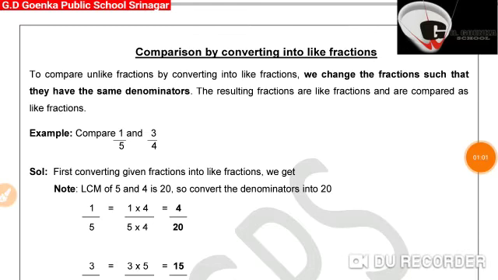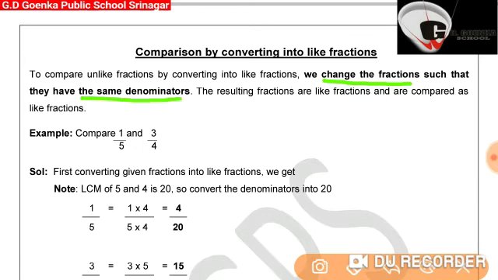To compare unlike fractions by converting them into like fractions, we change the fractions such that they have the same denominators. The resulting fractions are like fractions, and then they are compared as like fractions are compared. Let's take an example and understand this method better.